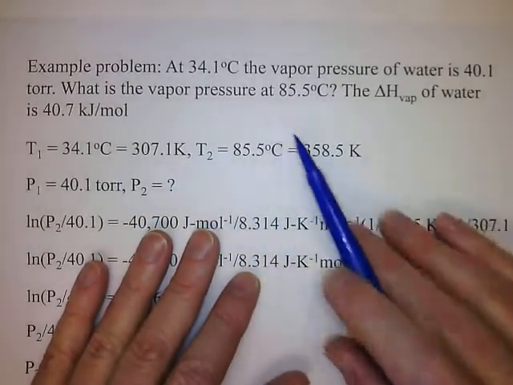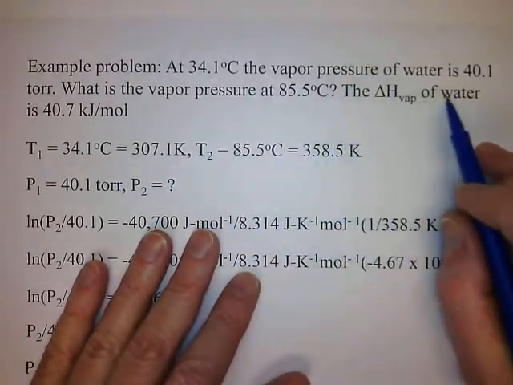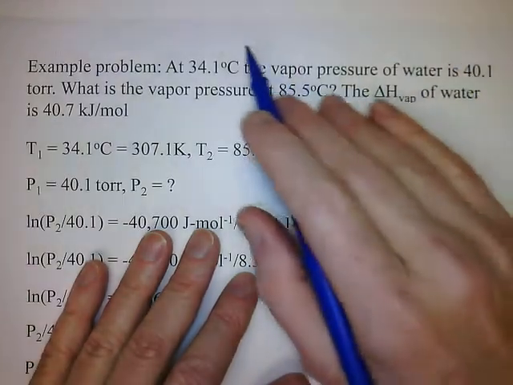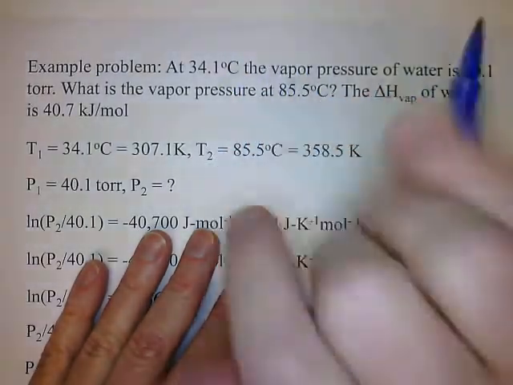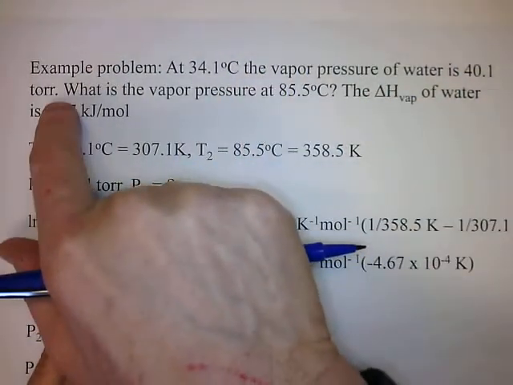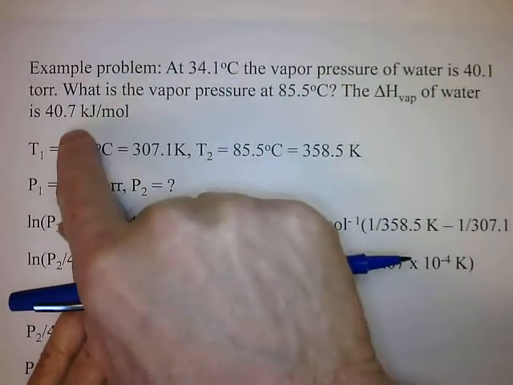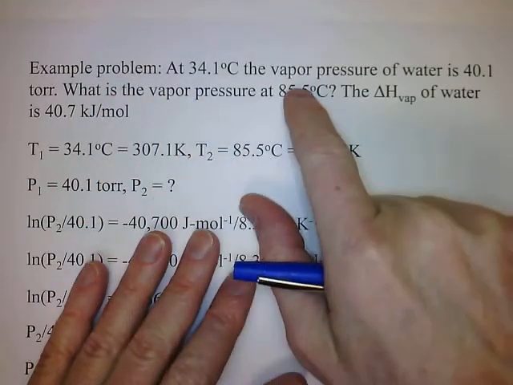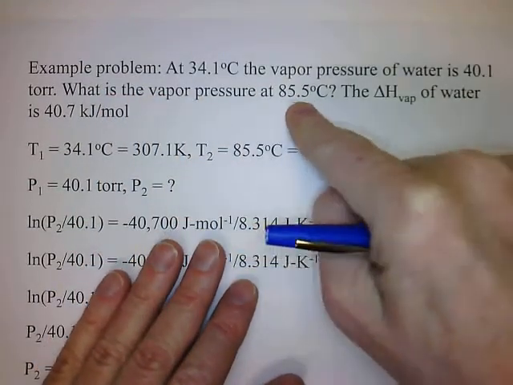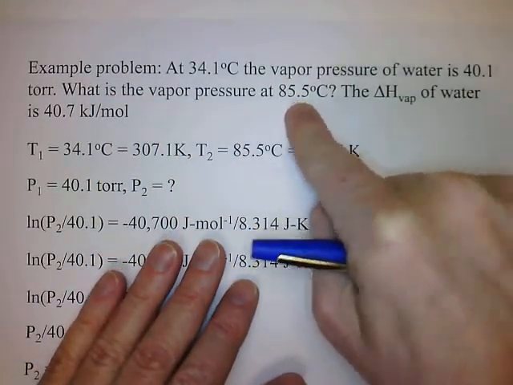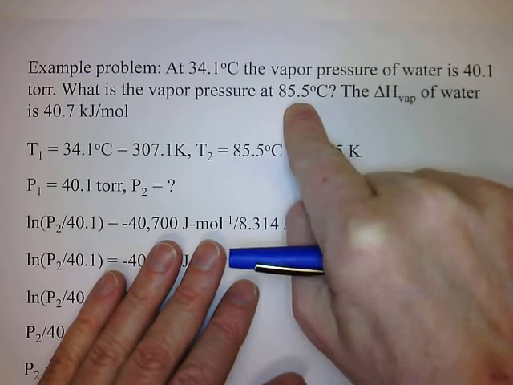So let's look at what we're being given. We're given one temperature and one vapor pressure, and we're given the heat of vaporization, and we want to know the vapor pressure at 85.5 Celsius. So we're solving for a pressure.